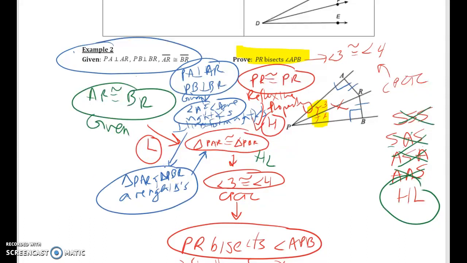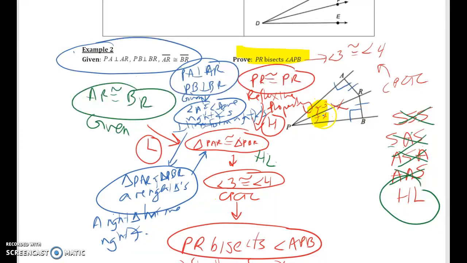How do we know that? Definition of a right triangle, or a right triangle has one right angle. Perfect. So I've shown that the triangles are right triangles. I have a leg congruent. I have a hypotenuse congruent. The two triangles PAR and PBR are congruent by hypotenuse leg.